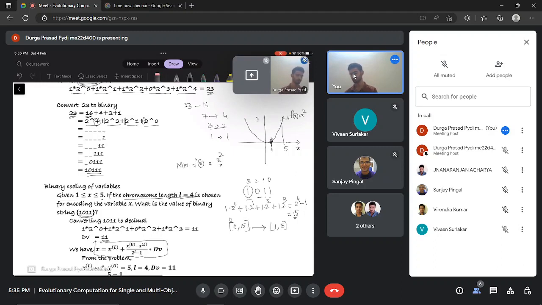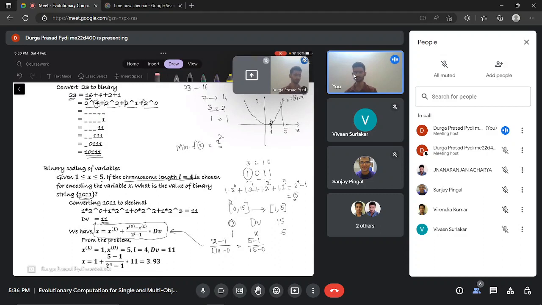Just to put things in perspective, let us say 0 and dv is my decoded value, 15 is my scale value, and then I have lower limit as 1, upper limit as 5, and x is your given value, the decoded value of the decision variable. What you are essentially saying is you are assuming a linear relationship between them. So (x minus 1) by (dv minus 0) is essentially equivalent to (5 minus 1) by (15 minus 0). Both are essentially the same. You can use this formula to calculate, and once you substitute it, you get an x of around 3.93.